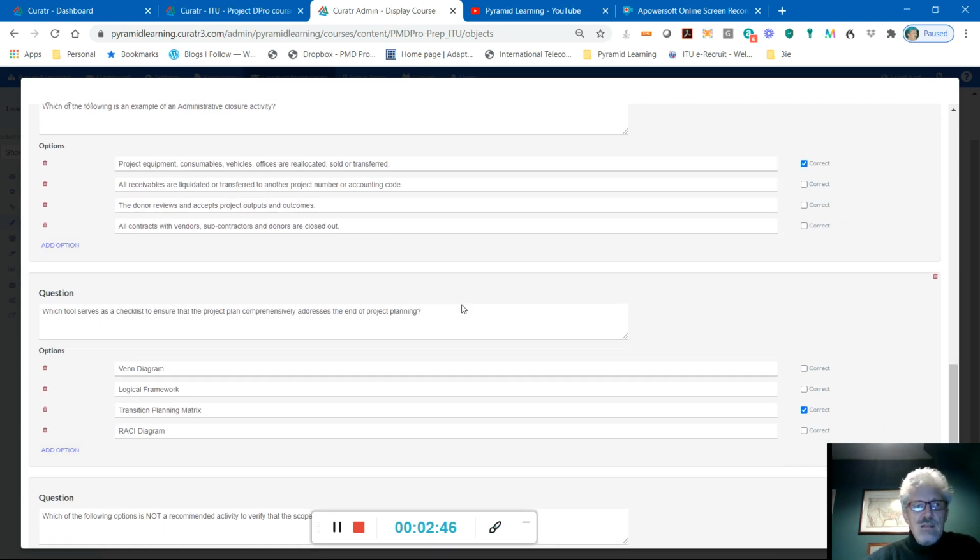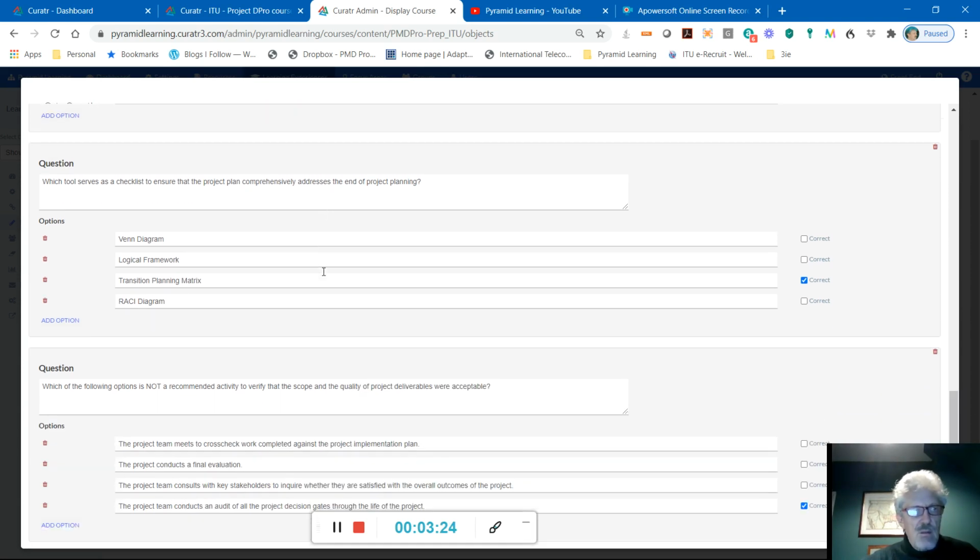Which of the following is an example of an administrative closure activity? Let's go through these. Contracts with vendors: contractual closure. The donor reviewing and accepting the work that we've done: contractual closure. Receivables liquidated, etc.: financial closure. Project equipment and assets being reallocated, sold, transferred, documented: this is definitely administrative closure. One of the things is making sure that all the paperwork is in place for the end of the project.